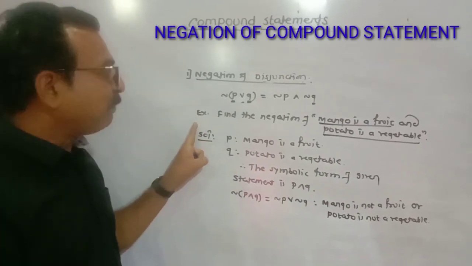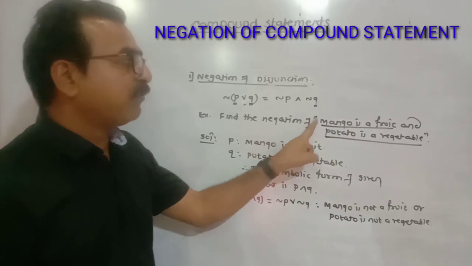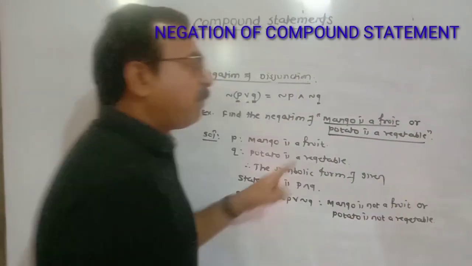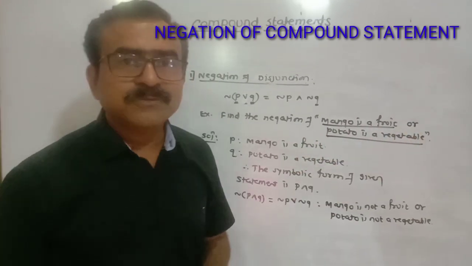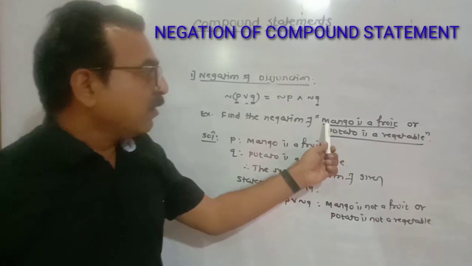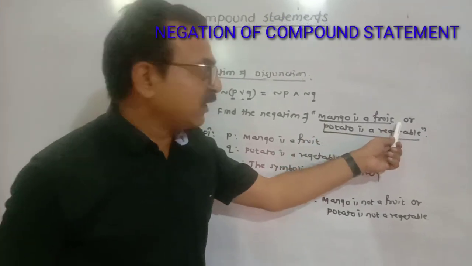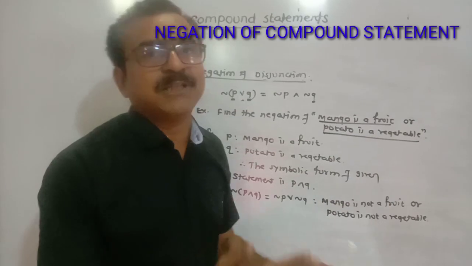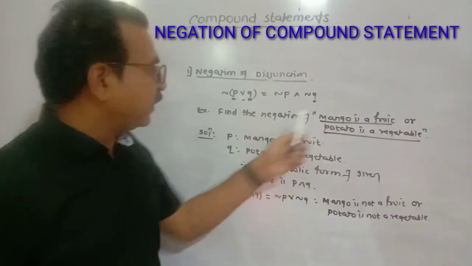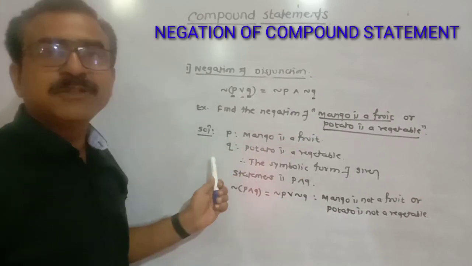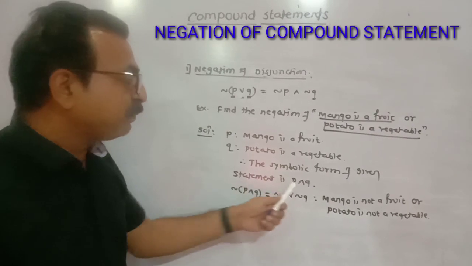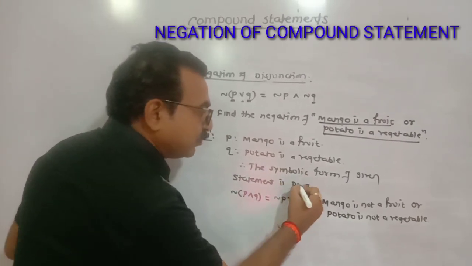So your example is find the negation of mango is a fruit or potato is a vegetable. Okay, so in this example there are two statements. Mango is a fruit, that is your first statement, and potato is a vegetable, that is your second statement. So initially represent the first statement by P and second statement by Q. So the symbolic form of the given statement becomes P disjunction Q.